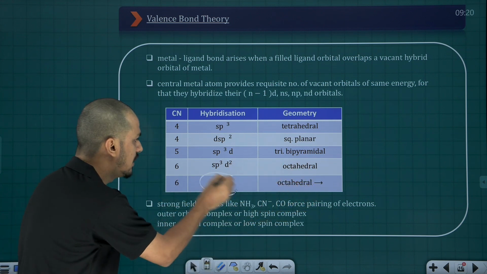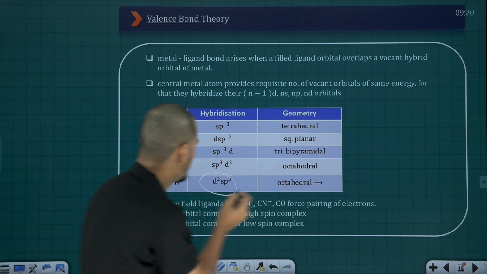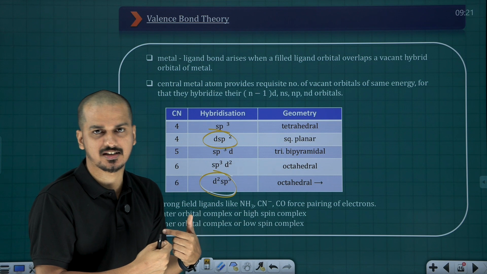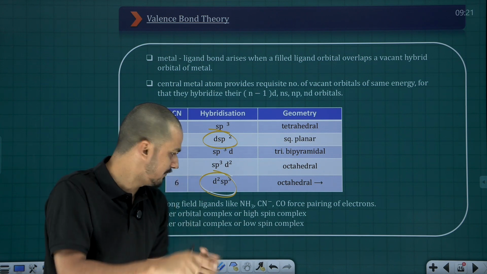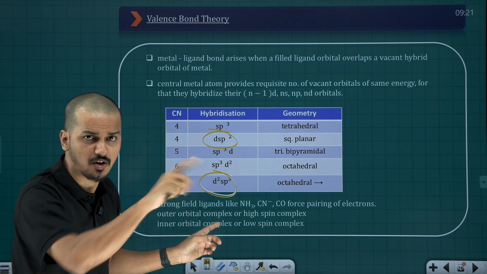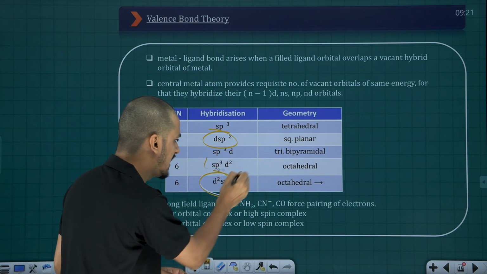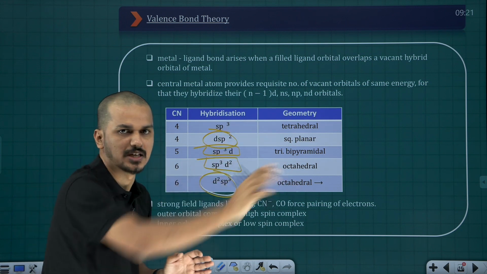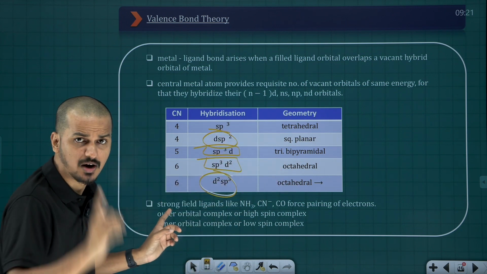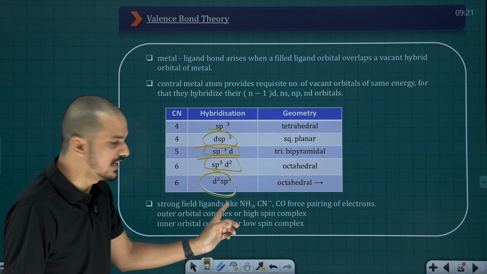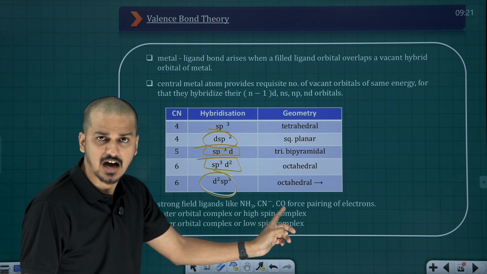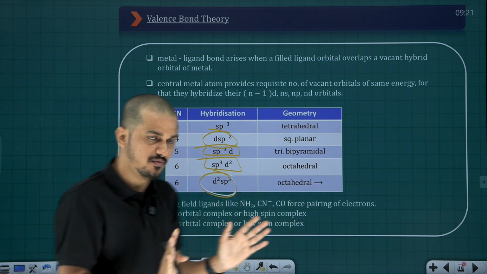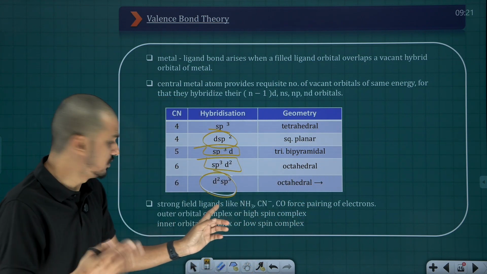This d2sp3 as well as dsp2, there they are taking the inner d orbital. That's why they are called inner orbital complexes. And sp3d2, sp3d, they are taking the outer d orbital. They are called outer orbital complexes. One more thing we have to remember: the strong field ligands are ammonia, CN-, carbon monoxide, which force pairing. You have to remember that.